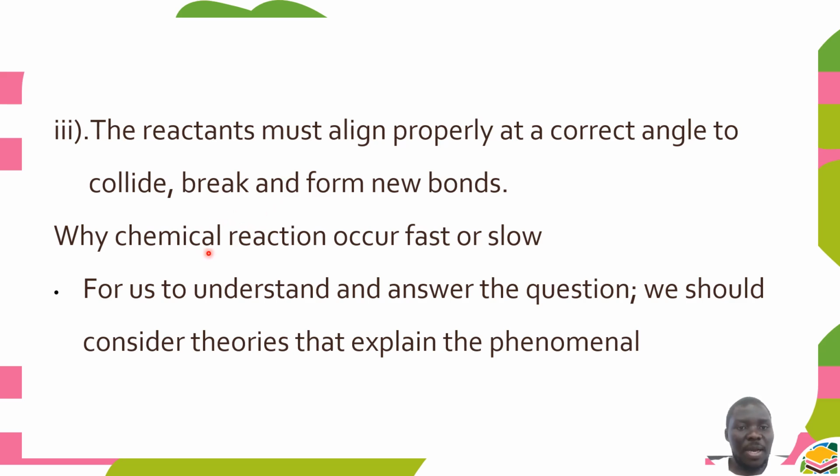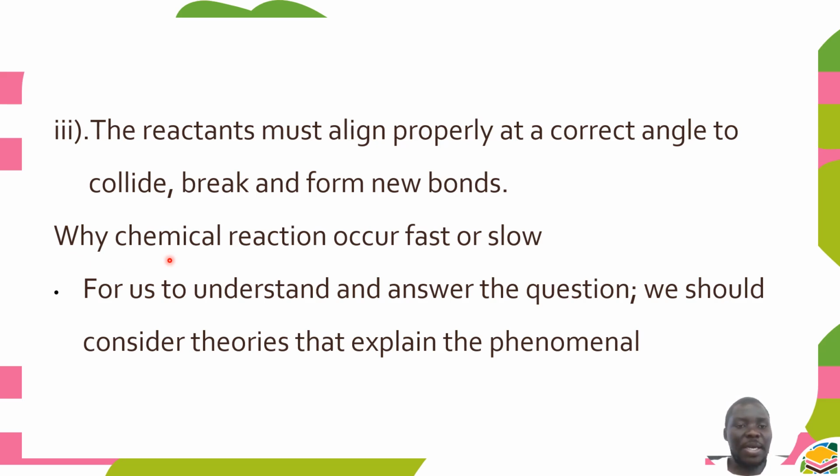So why does a chemical reaction occur fast or slow? For us to understand and answer these questions, we'll look closely at factors that affect chemical reactions. These will be able to answer questions on why some reactions are fast and other reactions are very slow.